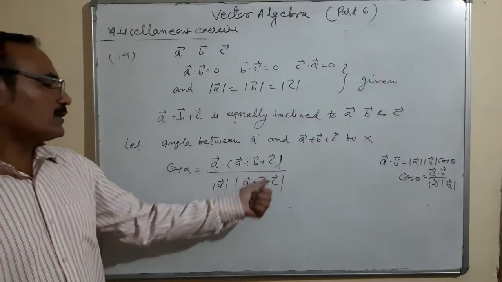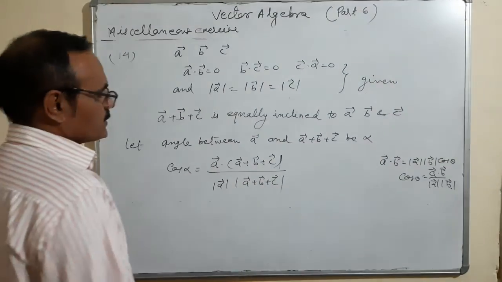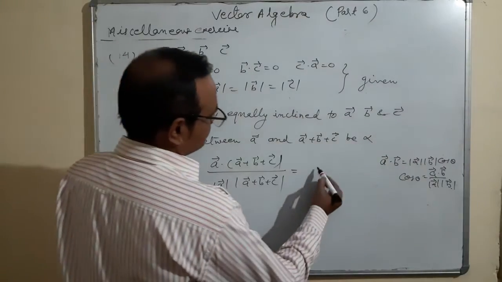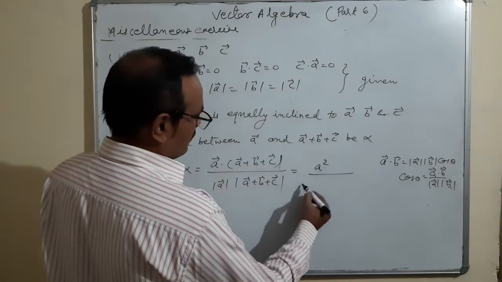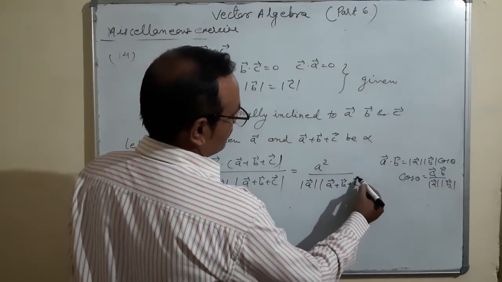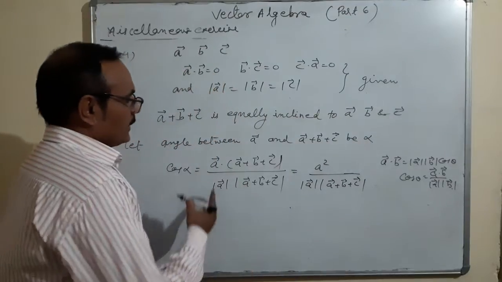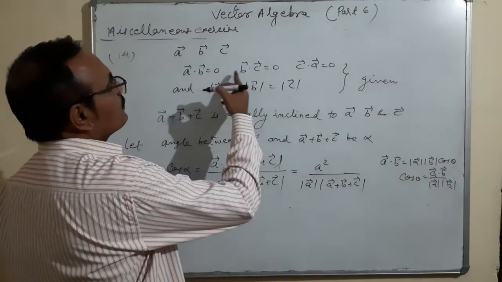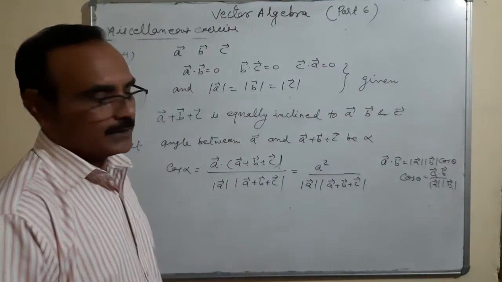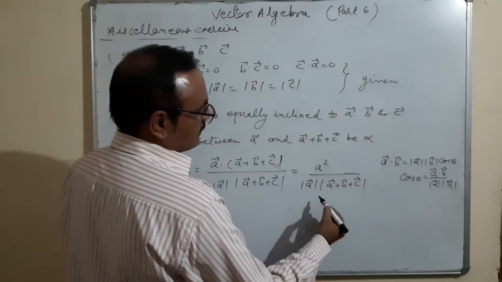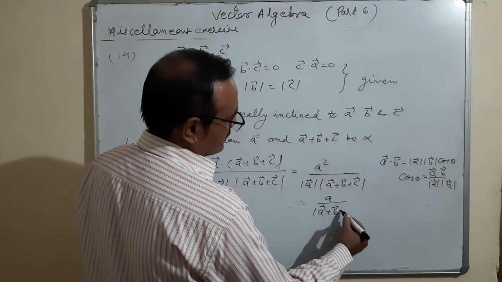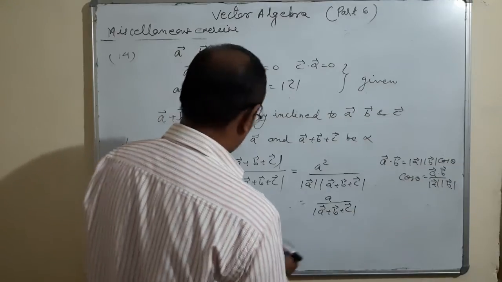Cos alpha is equal to A dot (A plus B plus C). What is the meaning of it? A dot A is A square, upon magnitude of A plus B plus C, because A dot B is 0 as they are mutually perpendicular, and A dot C is also 0. So A square upon magnitude of A times magnitude of A plus B plus C, one A will be cancelled. The result is A upon magnitude of A plus B plus C, which is cos alpha.